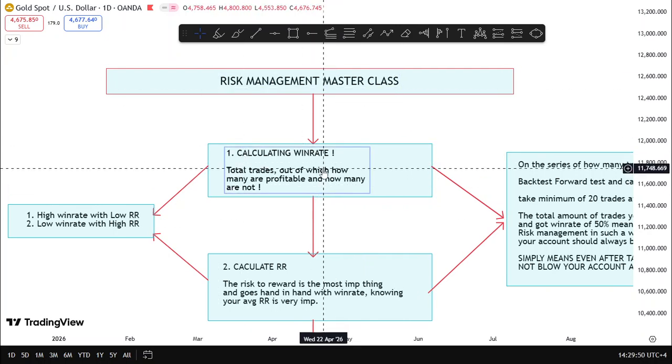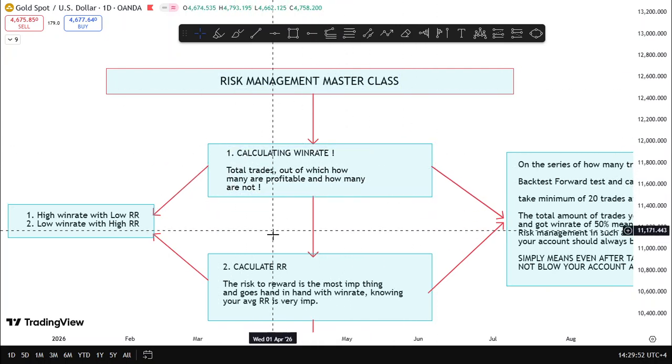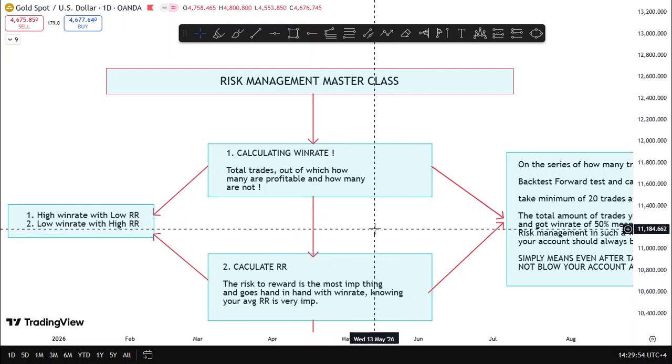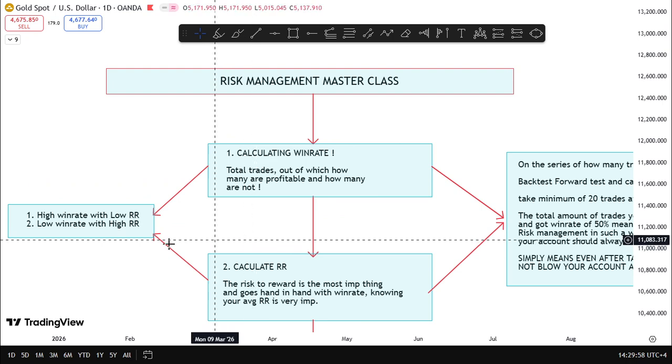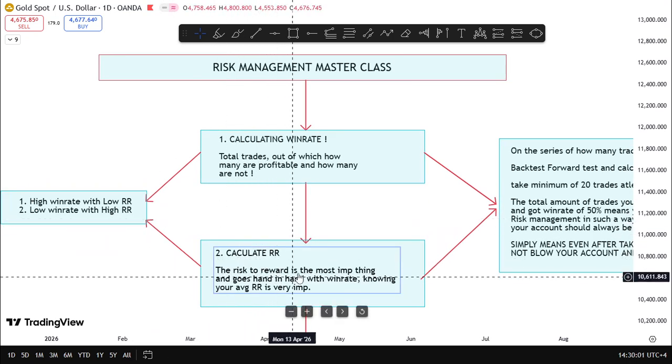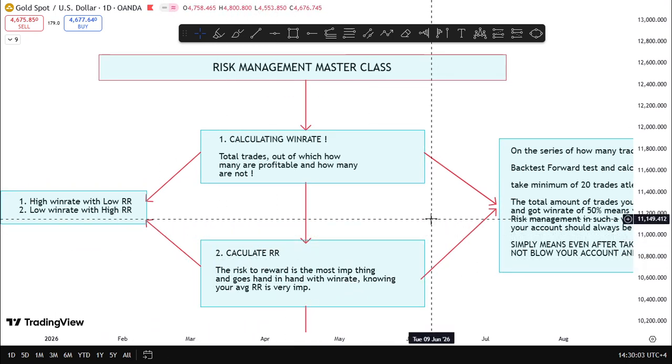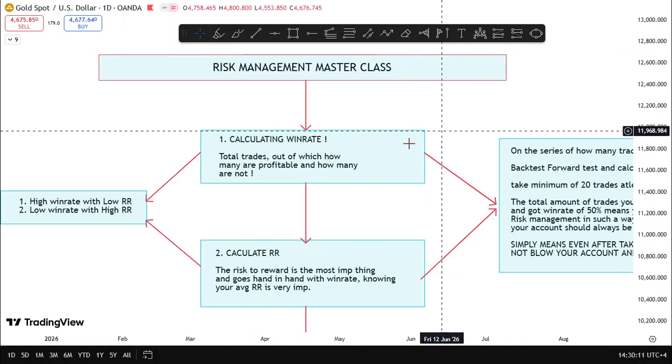First thing is you need to calculate your win rate, the total trades in which you are profitable. This is not something I need to tell you, you guys already know all this. Second thing is calculate your risk reward. It is very important. You need to know your risk reward in order to calculate your risk and to have proper risk management.